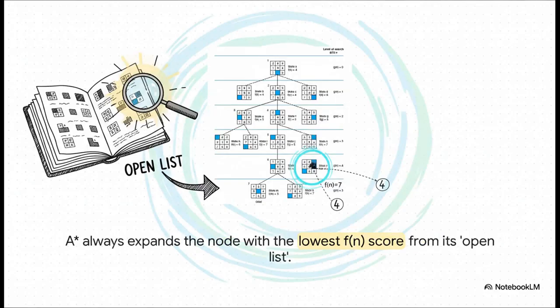And here is the secret sauce. A* keeps a to-do list of all the places it could explore, and we call this the open list. Then it always, and this is the important part, it always chooses to explore the path that has the lowest f(n) score. So in our last example, it would pick the path that scored a 4 instead of the ones that scored a 6. By always working on the most promising path first, it saves an incredible amount of time.